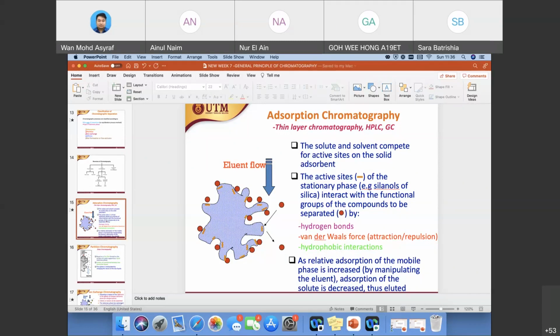As the relative adsorption of the mobile phase is increased by manipulating the eluent, the adsorption of the solute is decreased, thus eluted. So basically, in adsorption chromatography, they are fighting for the active sites, and when you manipulate the eluent or the mobile phase, you create a much better separation. Hence, it will elute out. So, this is adsorption chromatography.